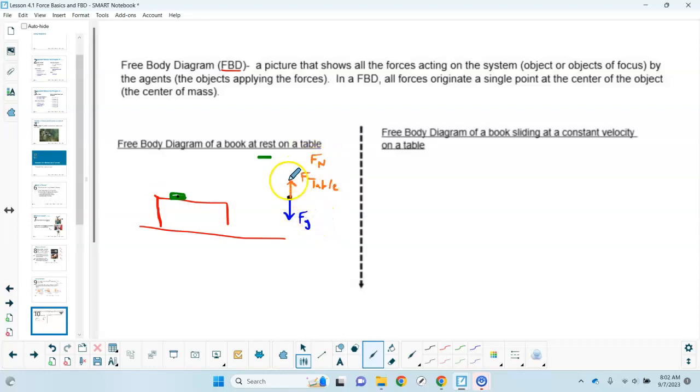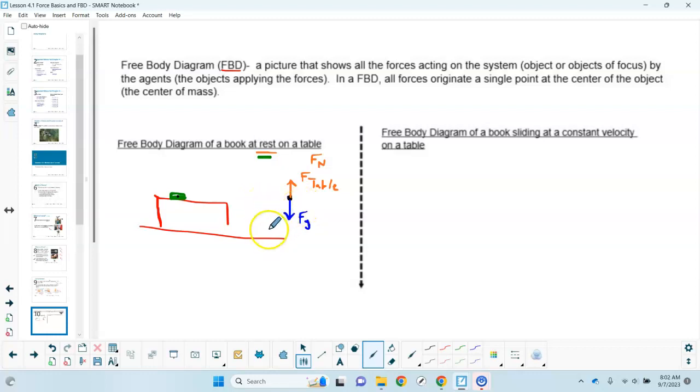So if I asked you how the gravity force and the table force compared, what do you think? Do you think one is bigger than the other? So do you think the gravity force is larger than the table? Do you think the table force is larger than the gravity? Or the other possibility is they would be equal. So what do you think is most likely in this scenario if the book is at rest? And the correct answer is that they should be equal.